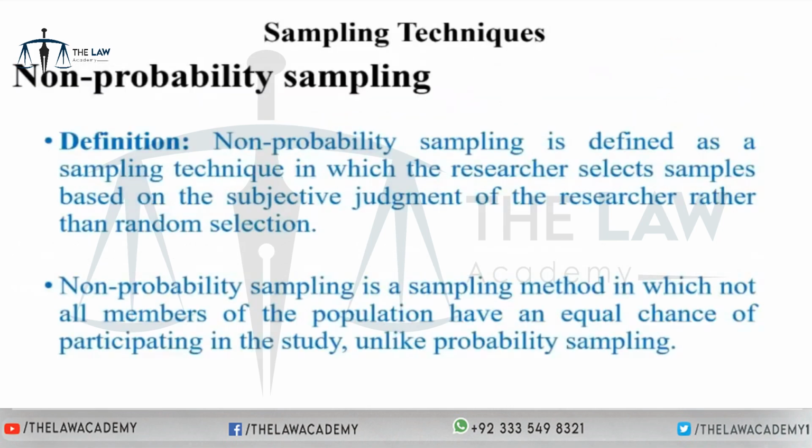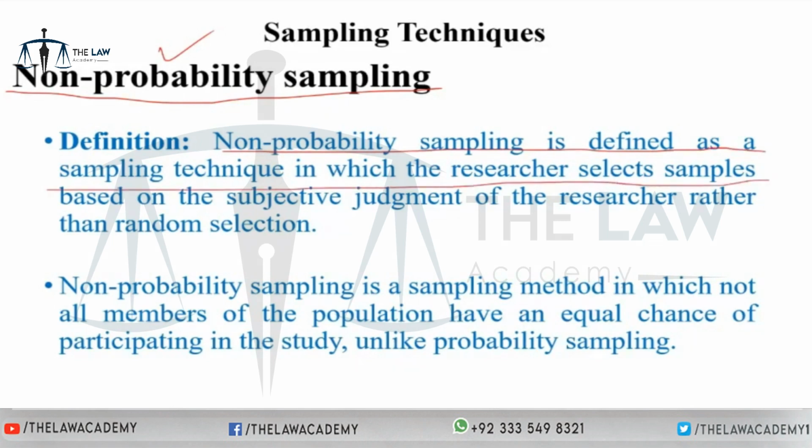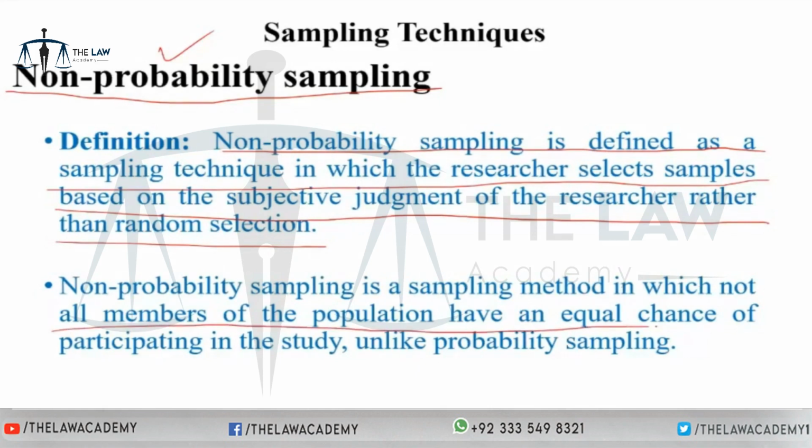And there can be many sampling techniques. We won't discuss them in detail here. We'll discuss them in detail in some other class. So there can be non-probability sampling. Non-probability sampling is defined as the sampling technique in which the researcher selects the sample based on the subjective judgment of the researcher rather than a random selection. So non-probability sampling is a sampling method in which all members of the population have an equal chance of participating in the study, unlike probability sampling.